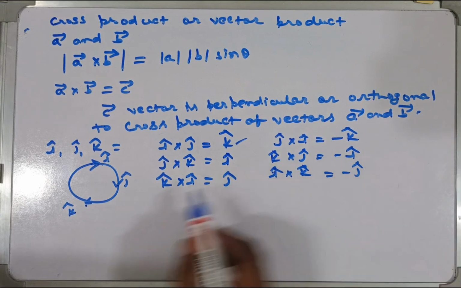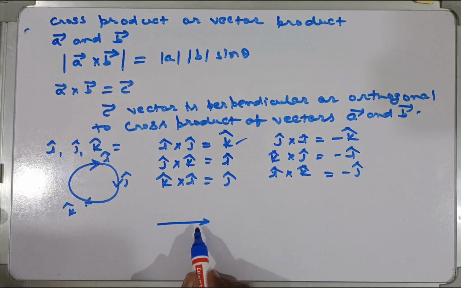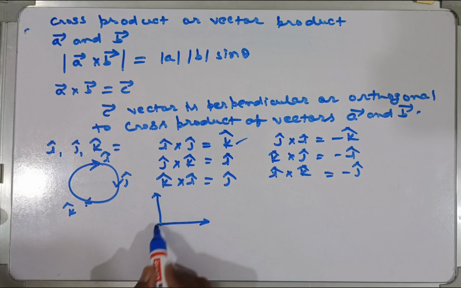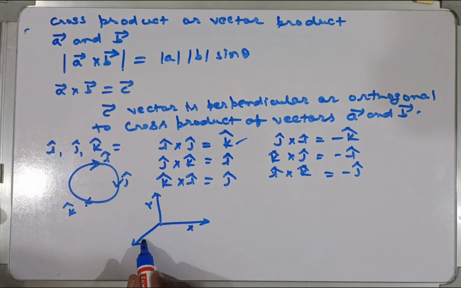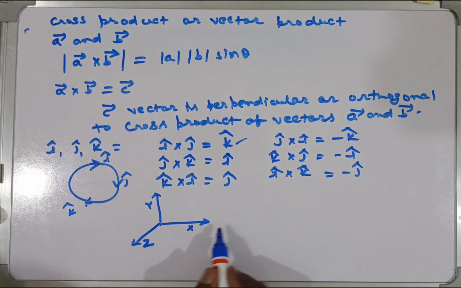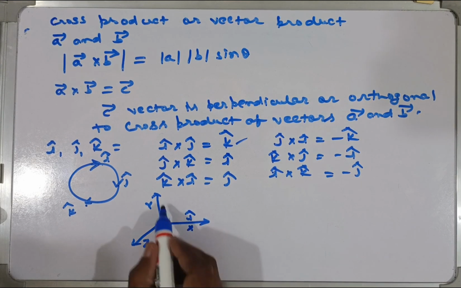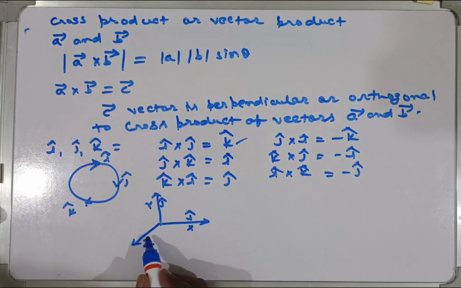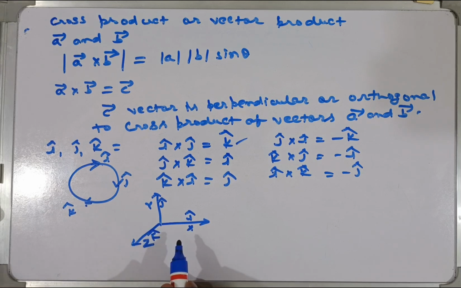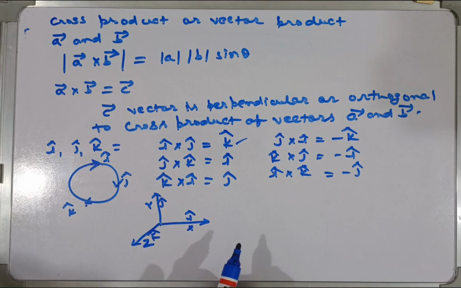So this is like this. These are the x, y and z axes, with the positive x axis. This i cap is a unit vector along this one, j is a unit vector along the y axis, and k is a unit vector along this one.